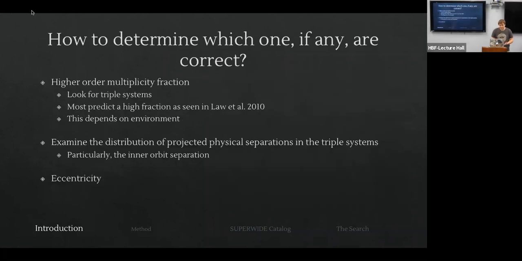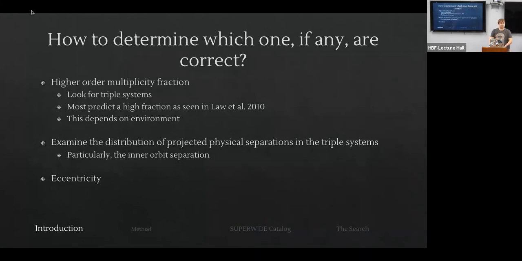So how do we know which of these is correct? Because there are three different ones. The unfolding of triple systems tends to point to wide binaries with very eccentric orbits. We don't really see that right now, but that said, there's not a lot of data on eccentricity, which is why that's on this list. So how do we determine which one, if any, is correct?